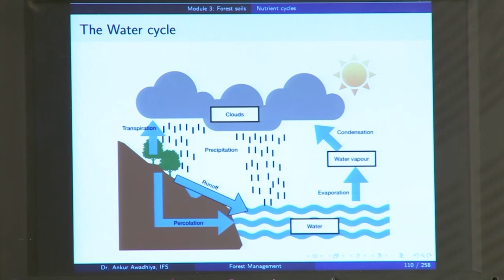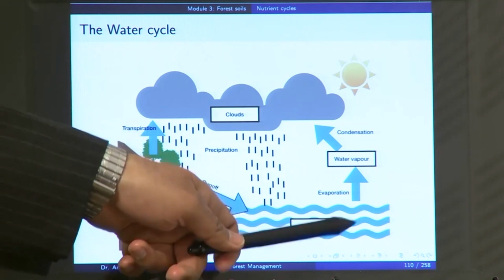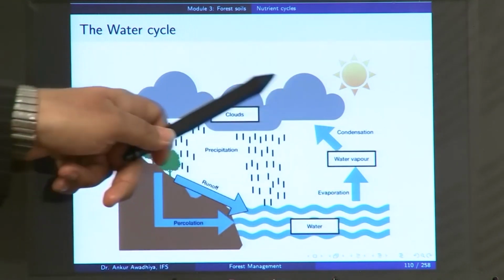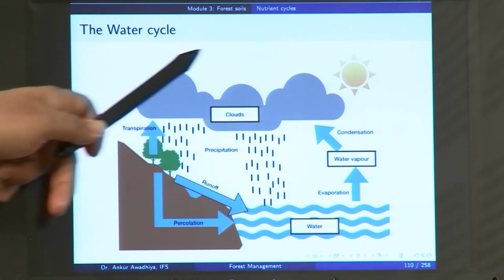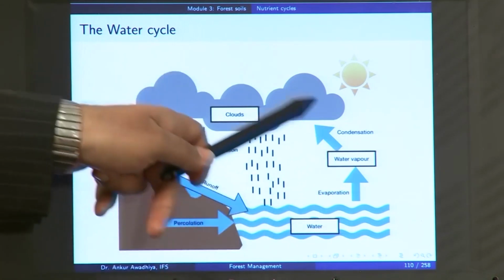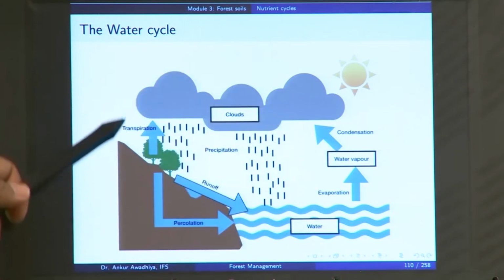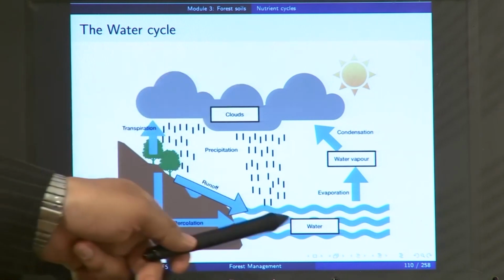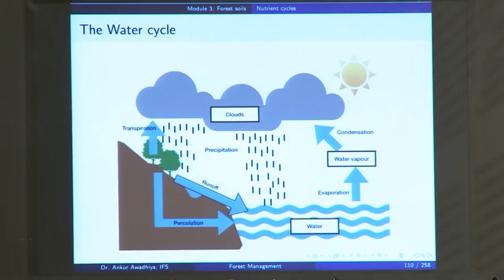So, all of this water, if you start at any point, say the oceans, is moving through the atmosphere back into the oceans, or it is moving through the lithosphere back into the oceans, or it is moving through the biosphere and then coming back to the atmosphere, and then back to the oceans. So, all of these are cyclical processes, and this is the water cycle.